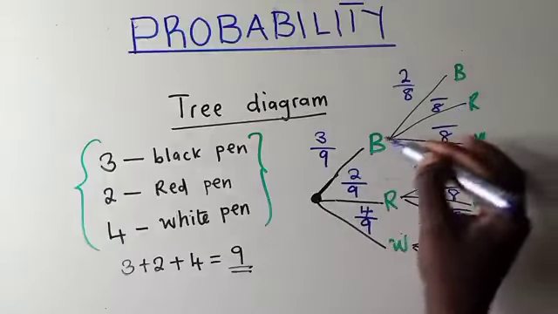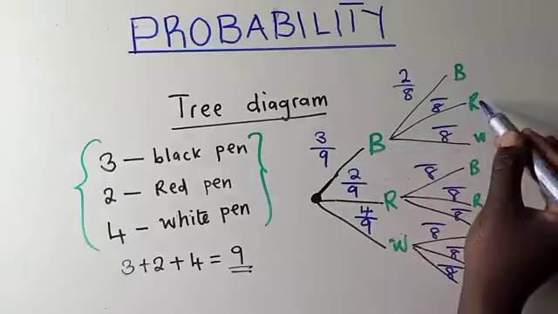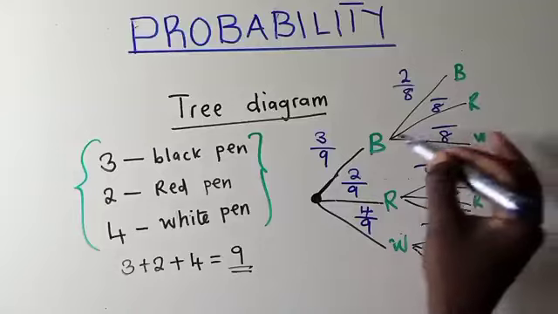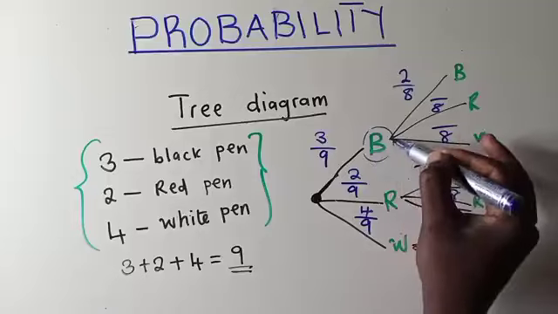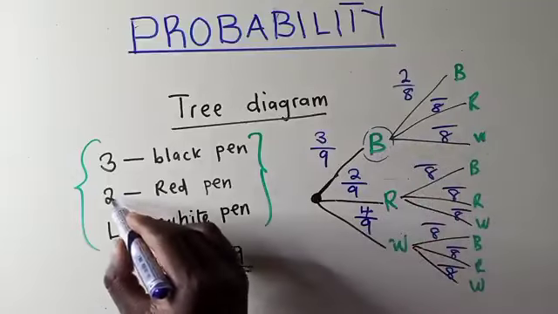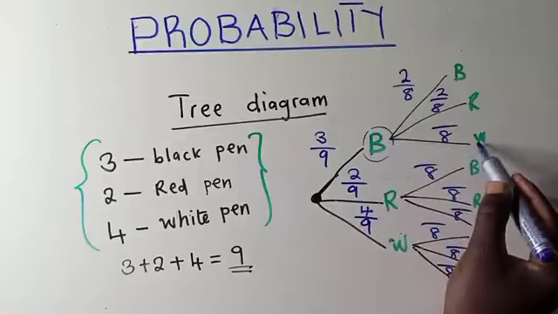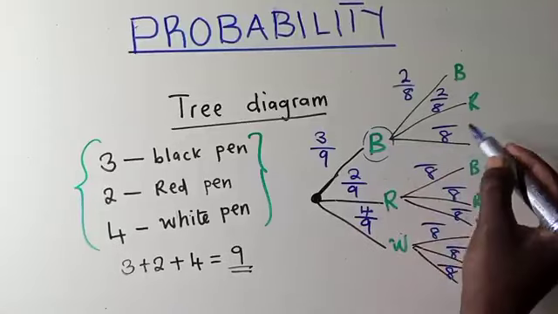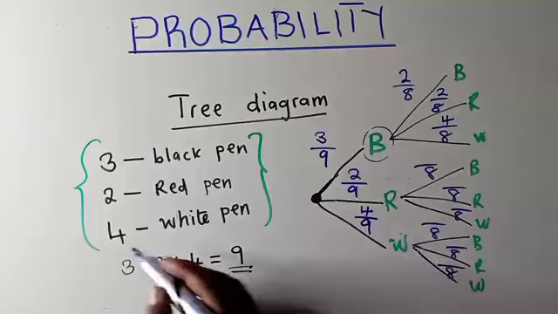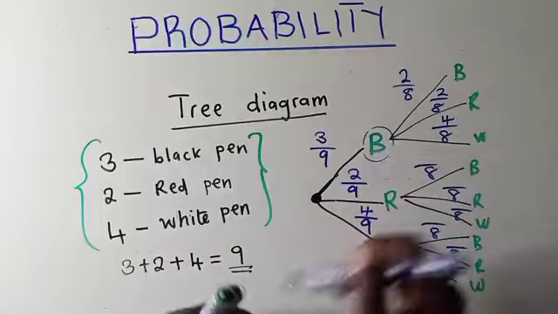What about red? If we picked black, what about red? Red has not been reduced because here we picked black. So we just go to red, pick the number that is there. So put a 2. For white, we pick a 4. Because we picked a red here.